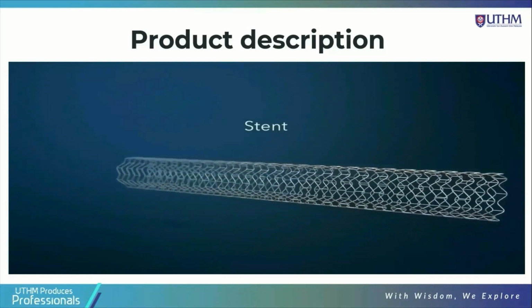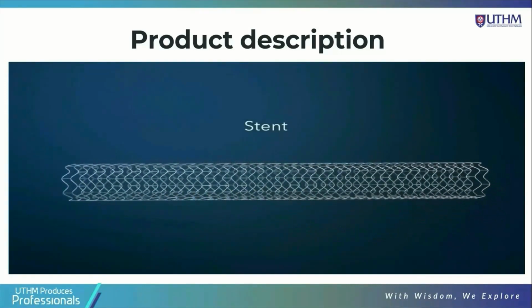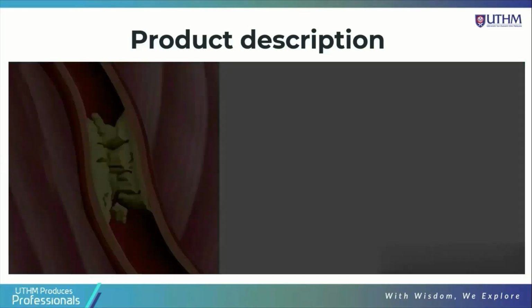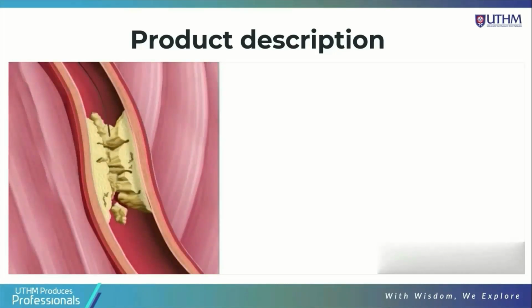Stent is a tubular wire mesh used to treat narrowing and weakening of blood vessels. However, after a few weeks of the stenting procedure, the restenosis or reblockage of the artery can occur due to the growth of atherosclerosis or thrombosis.